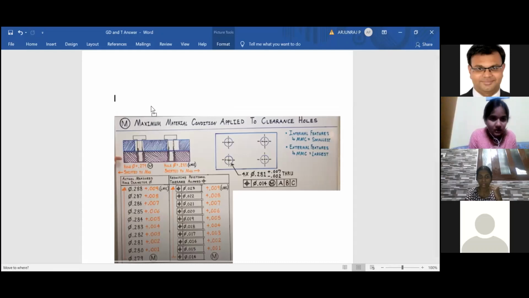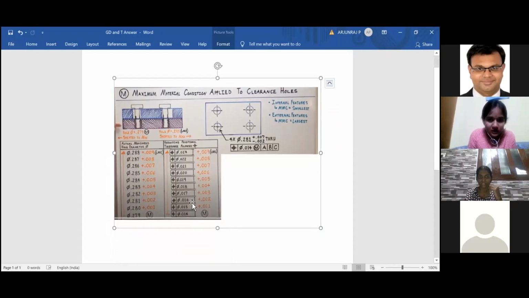Okay. Hope my screen is visible. No, sir, not visible. I couldn't see. Maybe Kavya, you should stop sharing so that sir's screen will be visible. Okay, stop share. Yes, sir, now it's visible.